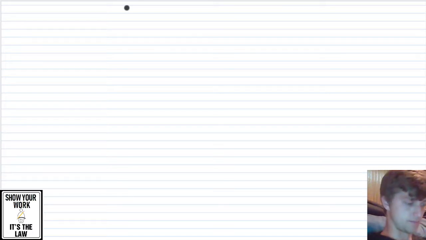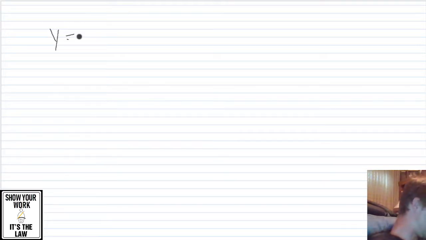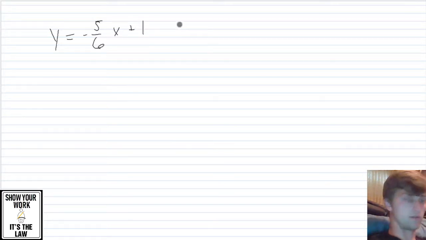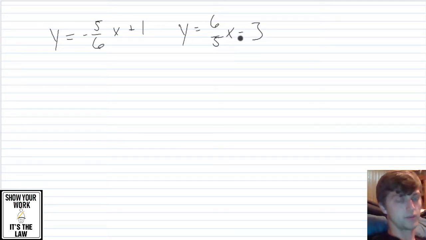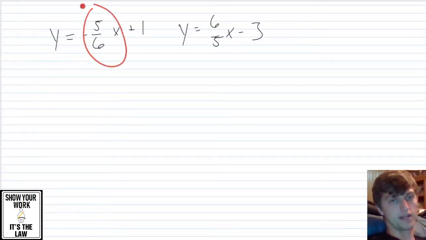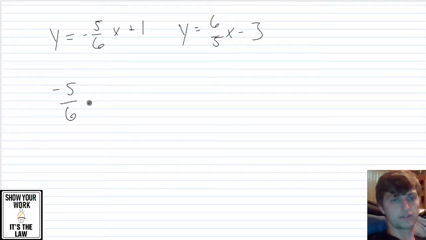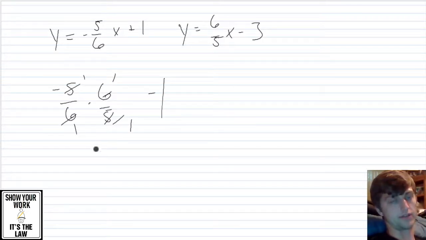Let's take a look at example 3.6e. We've got one line, y equals negative 5 over 6x plus 1, and we've got another one, y equals 6 over 5x minus 3. Are these two lines perpendicular? I don't know. Let's multiply one slope by the other slope. We've got negative 5 over 6 times 6 over 5. Cancel, cancel, cancel, cancel. Remember, these don't become zeros, they all become ones. So we just have ones across, and then the negative right there means we have negative 1. These two lines are perpendicular.